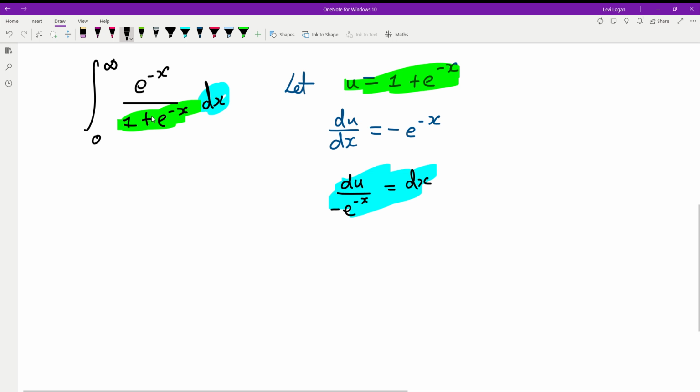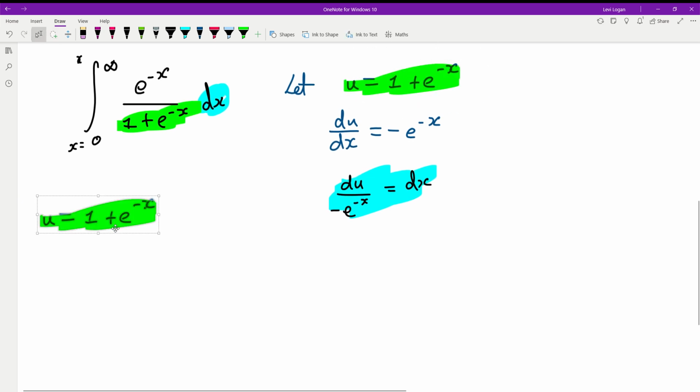Now we also have to change the bounds. So this is the bounds when x equals 0 and when x equals infinity, okay? If we were to chuck in x equals 0 into this, we can work out what u is going to be, okay?